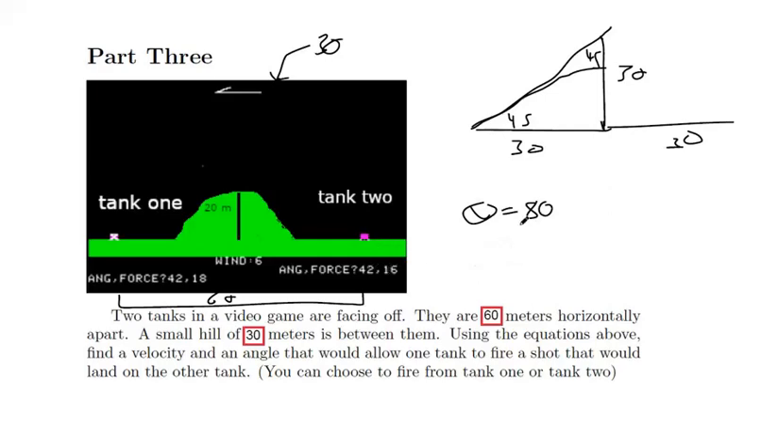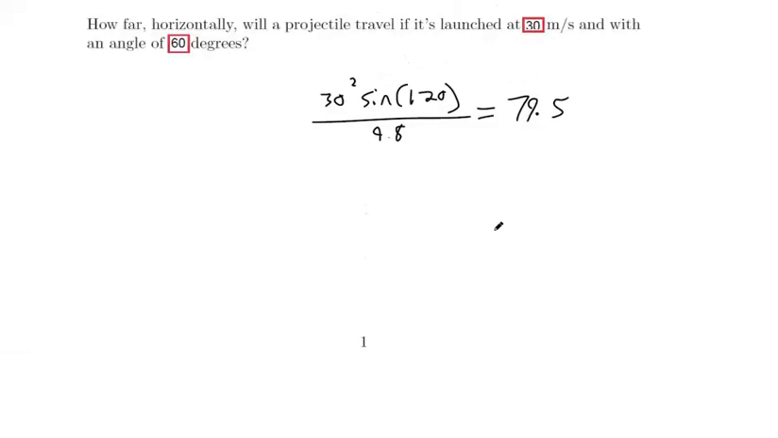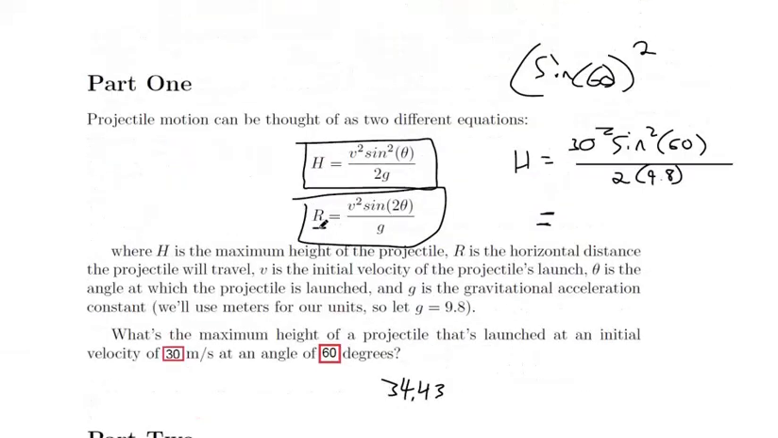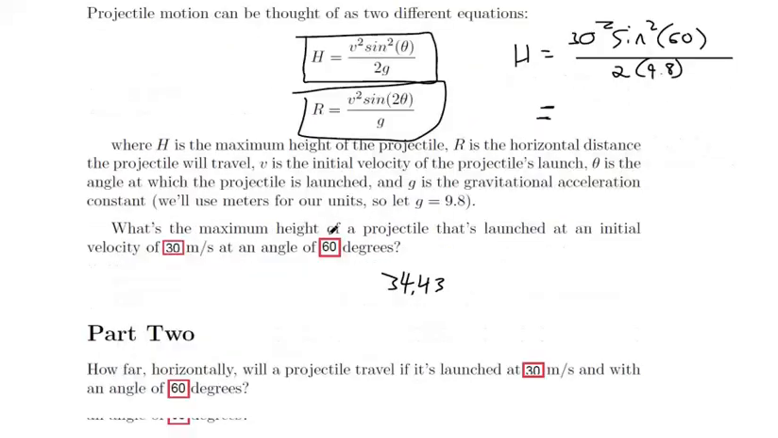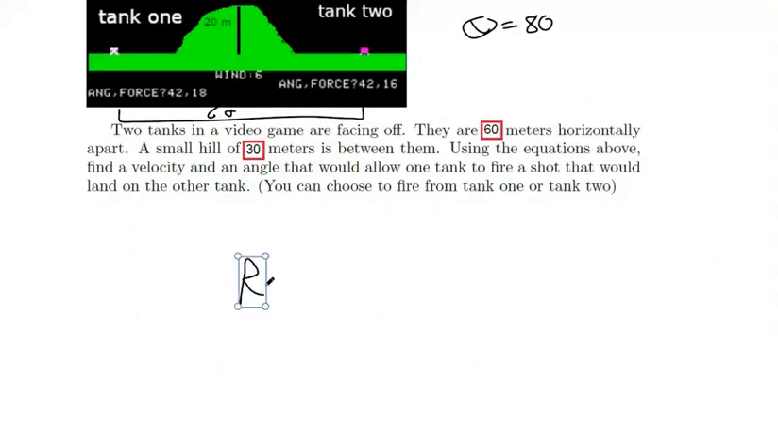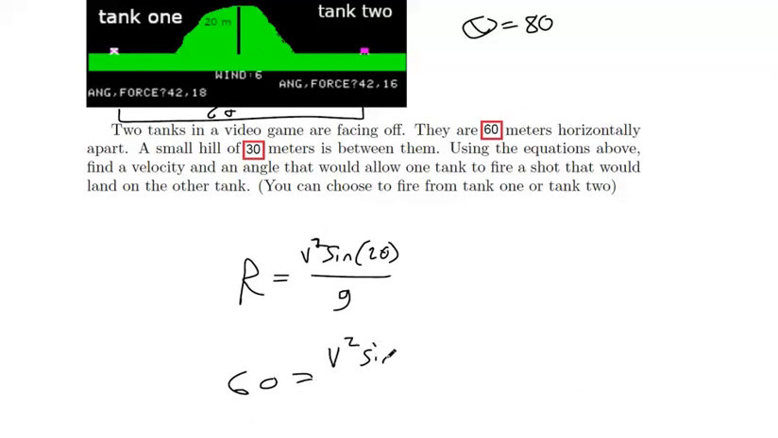And so what I can do is I can go into this equation up here. I know that my horizontal distance is supposed to be 60 for my problem. R equals V squared sine 2 theta over G. I know I have to land 60 meters away, and I've picked a theta. I'm going with it. I picked 80 for theta, so 2 times theta would be 160 in here. That's still divided by 9.8.